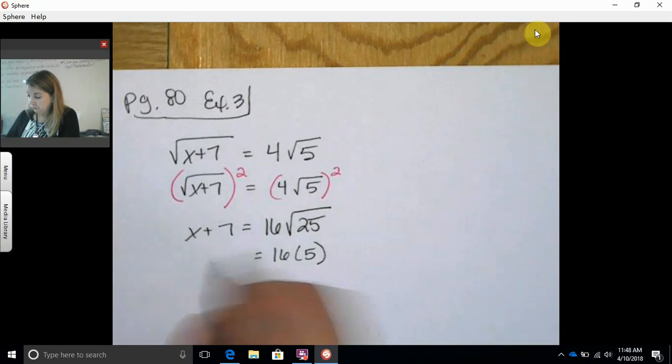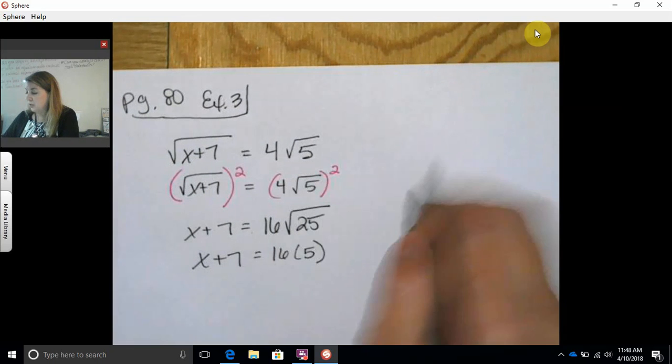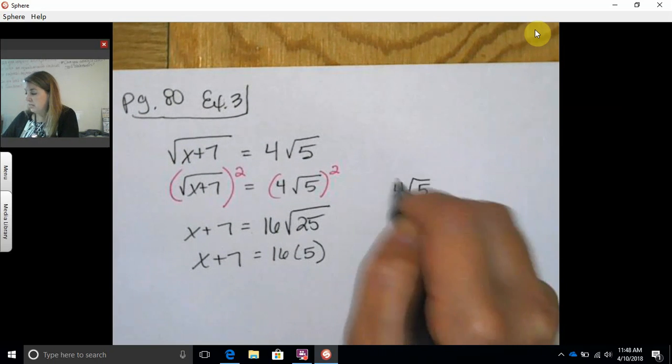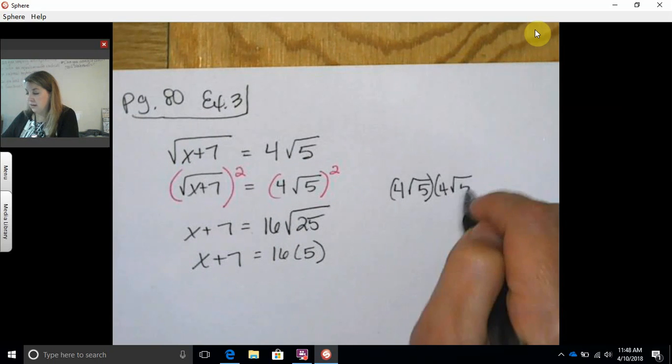Can you show me how you got that real quick? Yeah. So 4 square root of 5 squared, that means the same thing as 4 times the square root of 5 times 4 times the square root of 5, right?